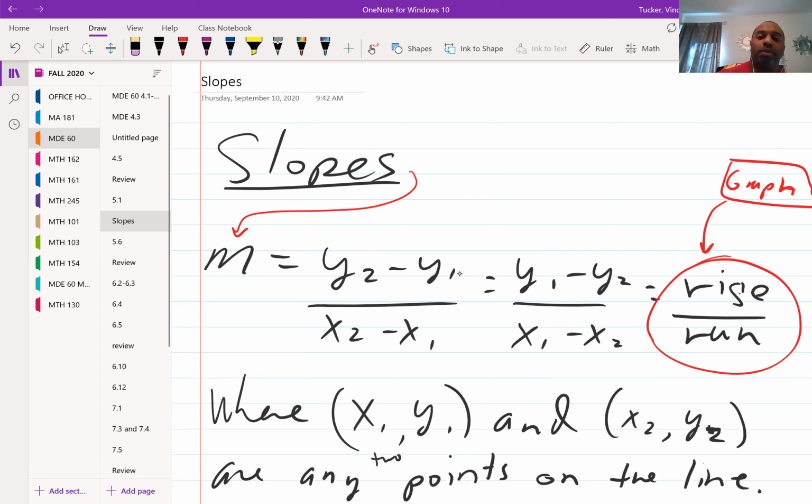The only thing you have to remember is that if y2 is used first on top, then make sure you use x2 first on bottom. Same thing with y1. If you use y1 first on top, make sure you use x1 first on bottom. And then we have rise over run, and we will use that relationship when we actually try to graph using these slopes.